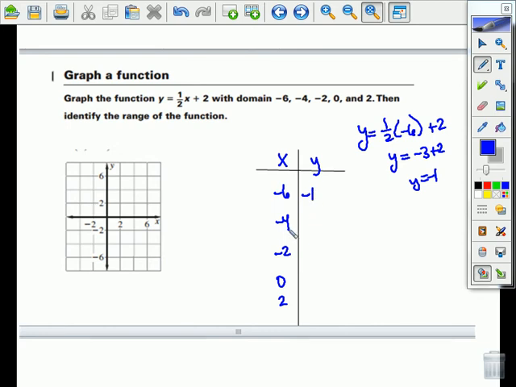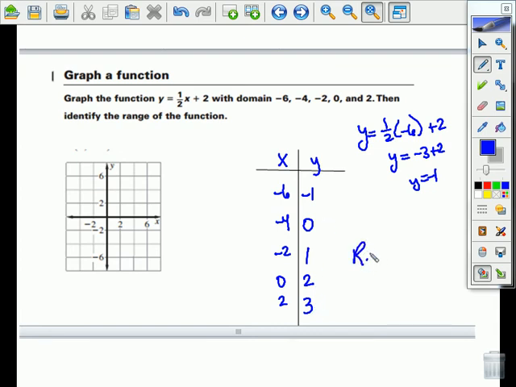So now we'll do the same with the remaining domain values. Half of negative 4 is negative 2. Negative 2 plus 2 is 0. Half of negative 2 is negative 1. Negative 1 plus 2 is 1. Half of 0 is 0, plus 2 is 2. Half of 2 is 1, plus 2 is 3. Plus, since this is linear, you should see the pattern right here. In these y values, the ranges are all increasing by 1.